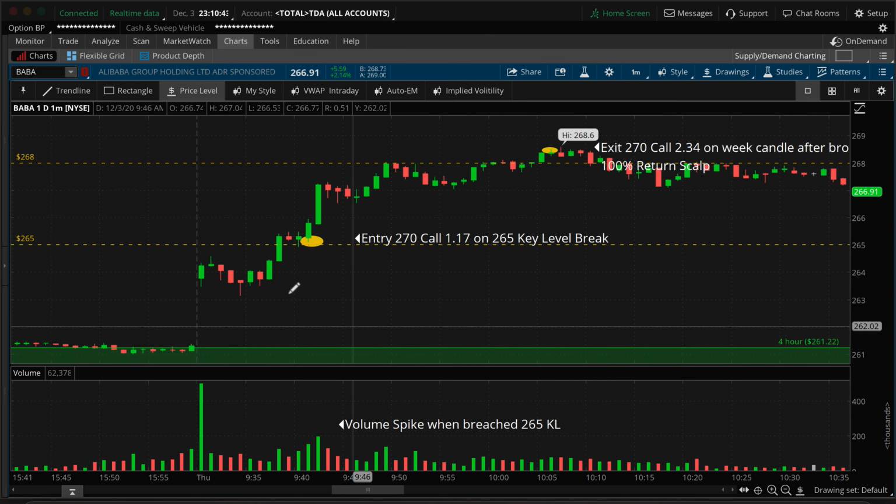So on the 1-minute time frame, I don't use this for trading, but just to show where I actually got in. I got in right here after we had based on these first 2 minutes right here at the zone. We were holding that zone and then got in right here at the start of this candle at 9:41 for the 270 calls. Looking for 268 as my scale out for scalp. So I got in the 270s for $1.17 at the 265 key level break.